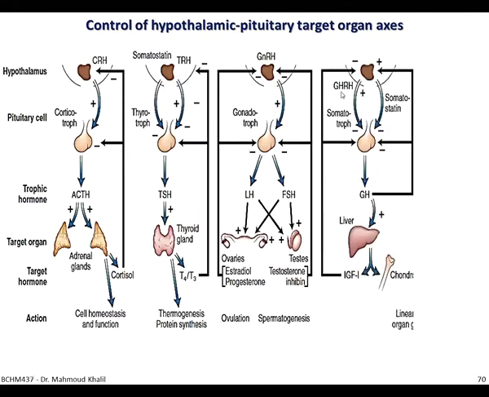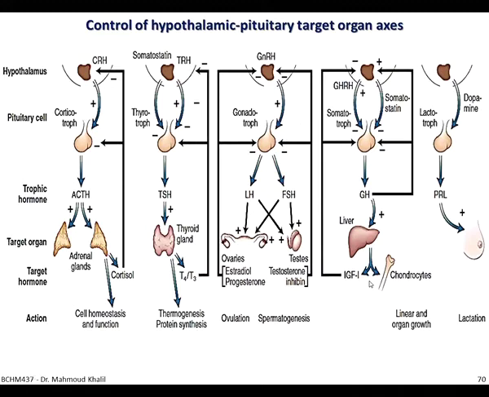For GHRH, growth hormone releasing hormone, it will affect the release of growth hormone from the anterior pituitary gland. This hormone will have a direct effect on the liver tissue to release other important factors like IGF-1, which will affect the formation of cartilage in our bones. One of its targets is the formation of chondrocytes, which are responsible for the formation of cartilage.